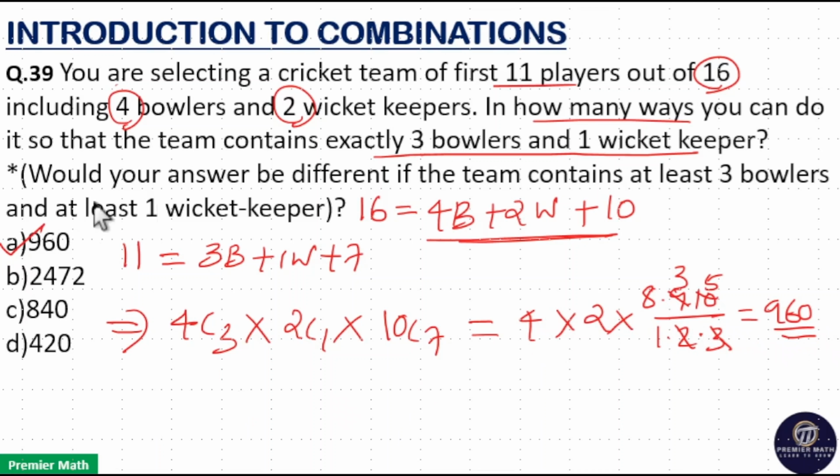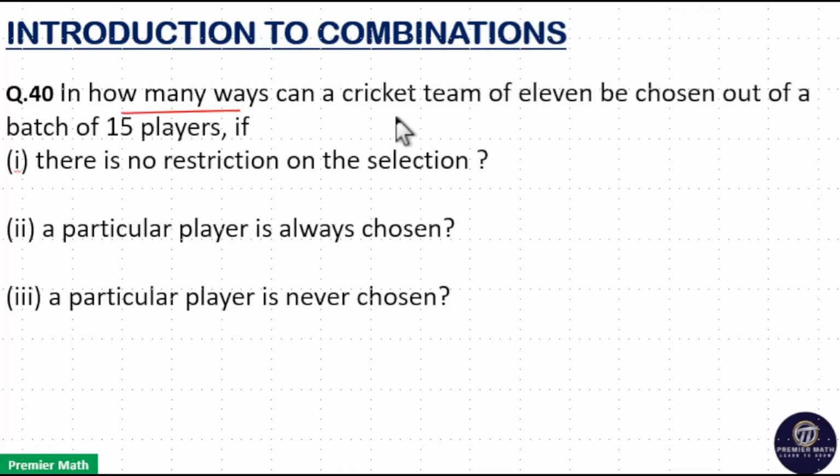Now there is one more question. Please do it yourself. In how many ways can a cricket team of 11 be chosen out of a batch of 15 players? So our availability is 15. If there is no restriction on the selection, how many ways can we choose? No restriction means available players are 15 and we should form a team of 11. So 15C11 is the selection if there is no restriction.